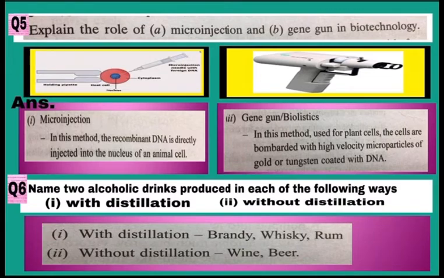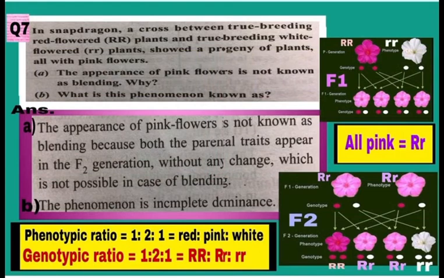Question number 6. Name 2 alcoholic drinks produced in each of the following ways. 1. With distillation. The drinks formed by the process of distillation of fermented broth are brandy, whiskey and rum. And second, without distillation, the drinks formed without distillation of fermented broth are wine and beer. Note one important point. Malted cereals and fruit juices are fermented by using yeast called Saccharomyces.